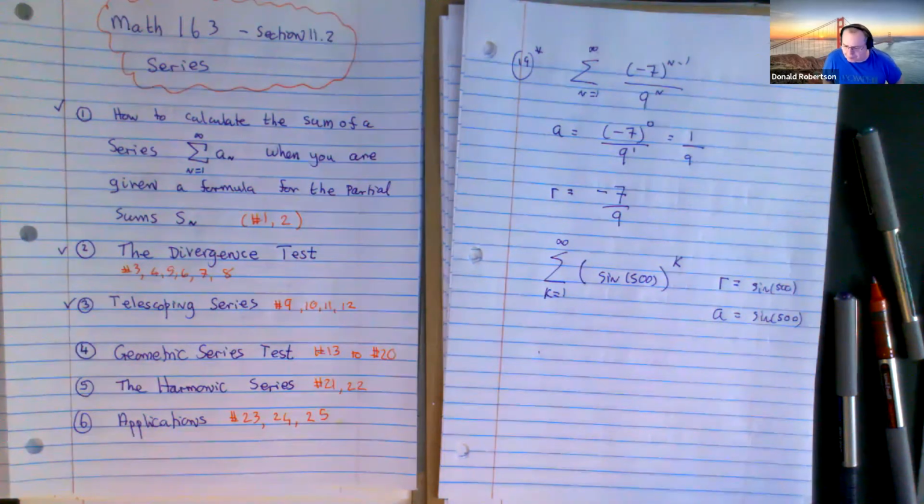And then can't we do the A over 1 minus R? And your answer will be pretty boring. I think it will be sine of 500 over 1 minus the sine of 500. Don't do anything to it. That's the answer.